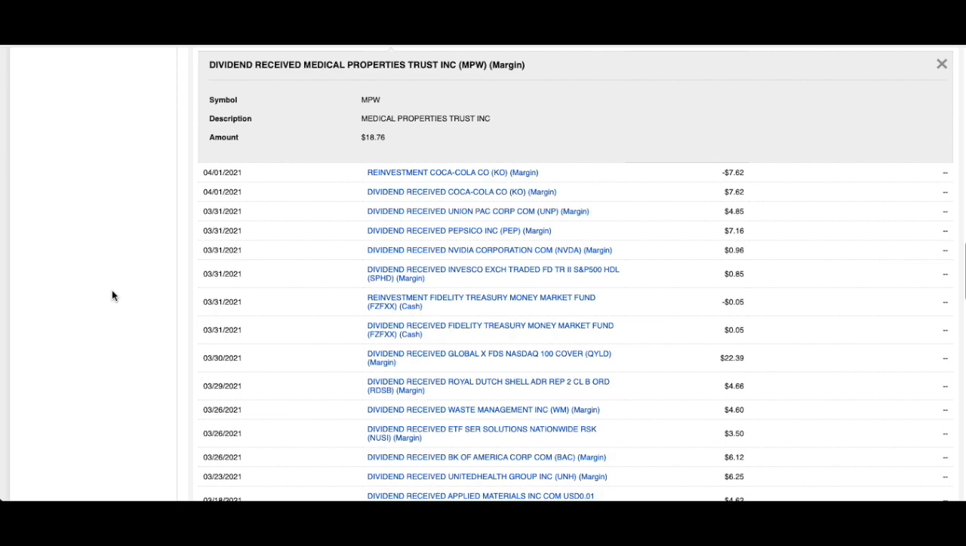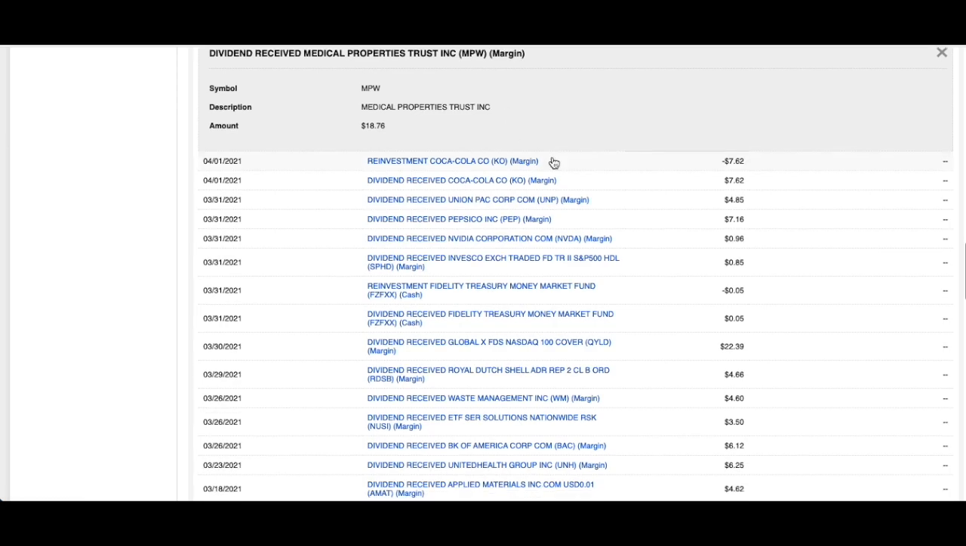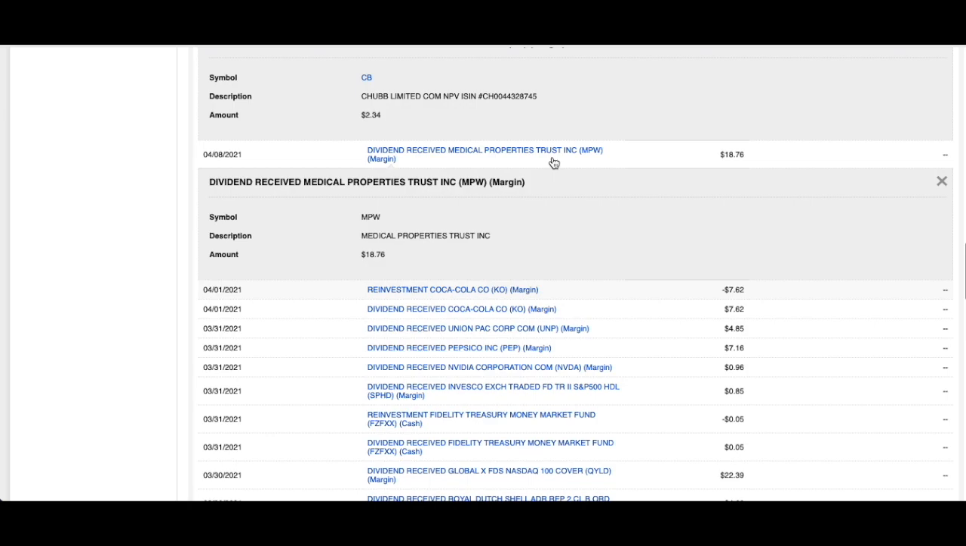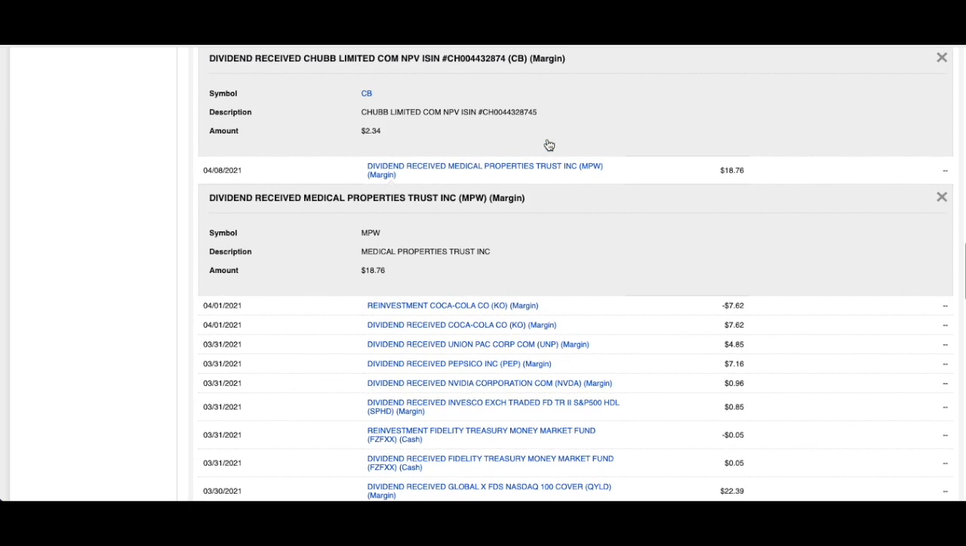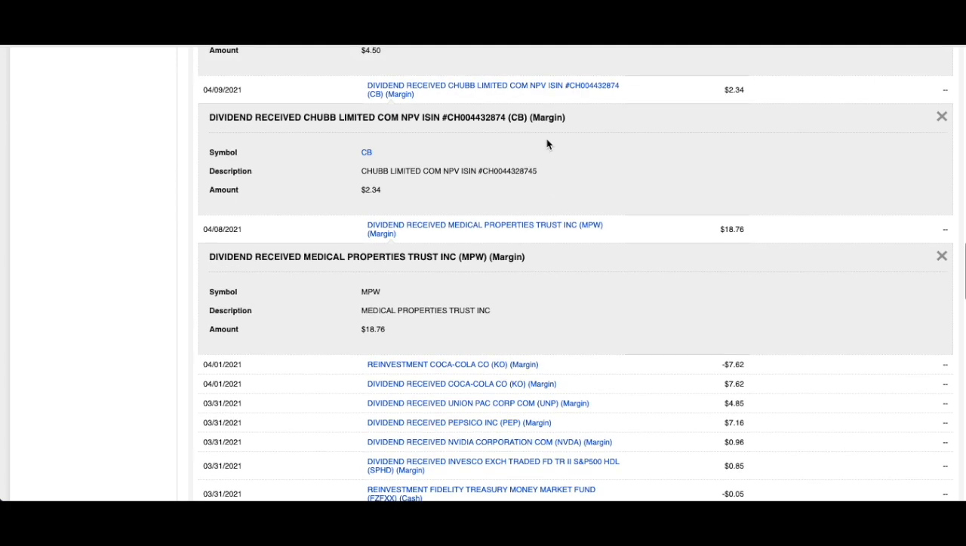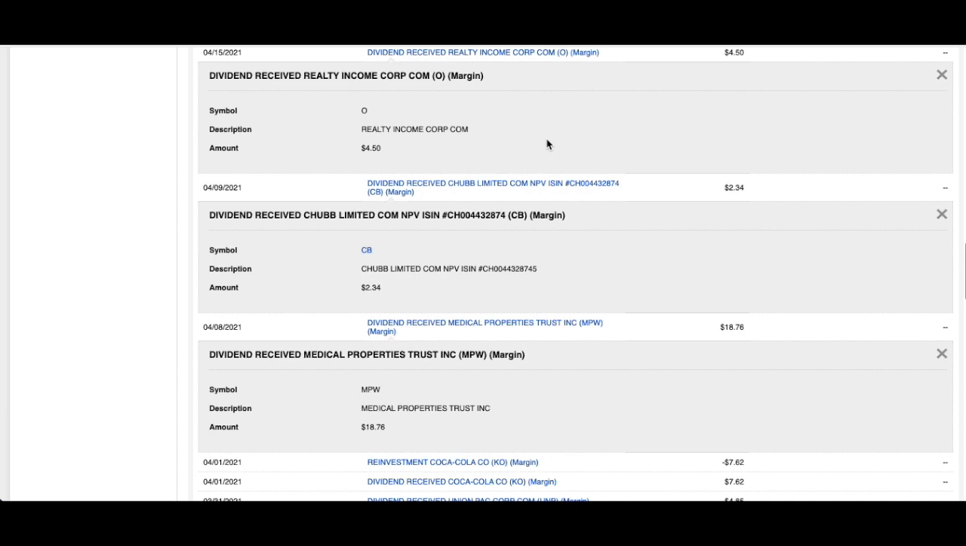To start off with, we have the REIT Medical Properties Trust. I own about 66 shares of them, and they paid me $18.76. Not a bad way to start off the month. Let's keep going here. So we also got paid $2.34 from Chubb. This is an insurance company that's not based in the United States, but is based out in Europe. Moving on to the next stock, and that would be O Realty Income, and they paid me a whole $4.50.